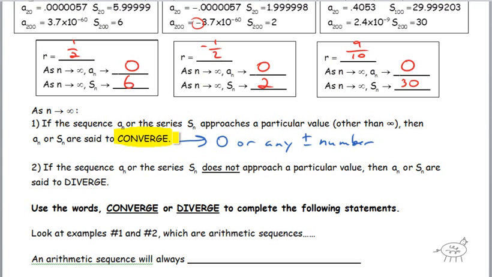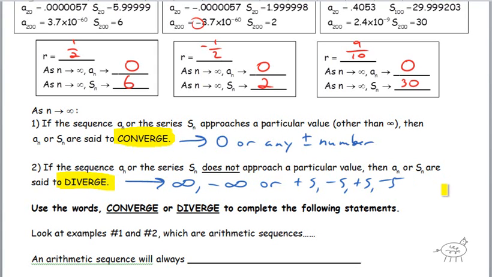And then number 2, it says if the sequence a sub n or the series S of n does not approach a particular value. And what that means is, let me write this out here, approaching not a particular value is approaching infinity, negative infinity, or if it goes like plus a number, plus positive 5, negative 5, positive 5, negative 5. Okay, so if it's not approaching a particular value, we say it diverges.